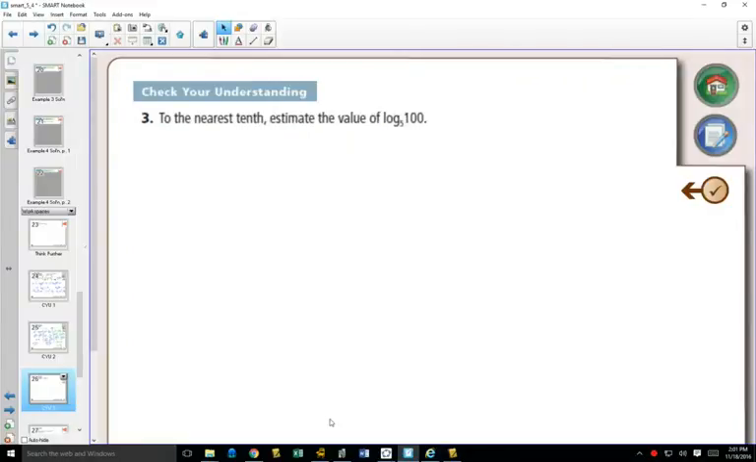Now, this question, the way that it's worded, they wouldn't ask you to the nearest tenth and expect you to get that right on an exam, because that might be a little bit hard. But we're going to see how close we can get.